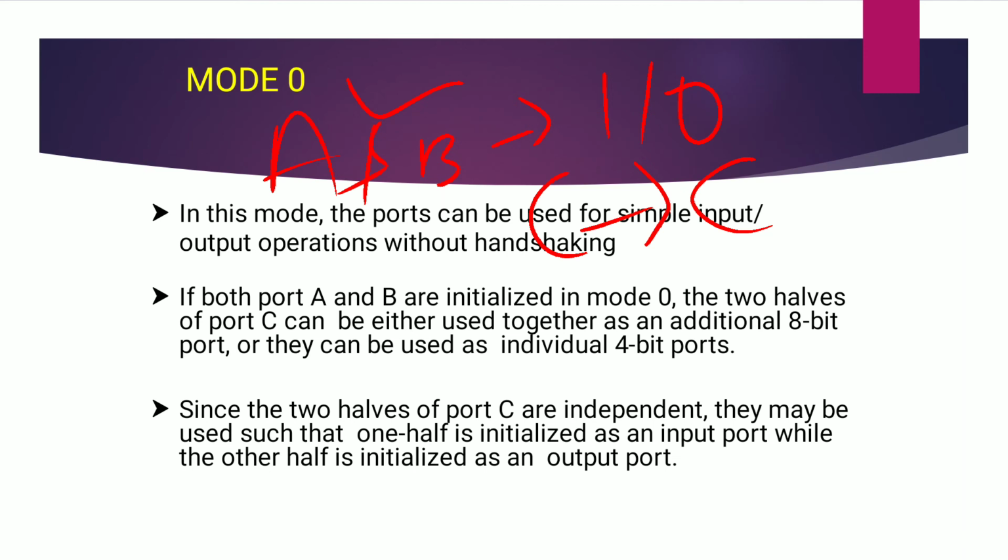Output ports are latched to store the data. Input ports are not latched. There are 16 possible IO configurations. Mode 0 operates in a synchronous data transfer scheme, so no handshaking is performed. Basically, mode 0 is the simple IO mode. There is no handshaking, so the reliability of transfer is poor.